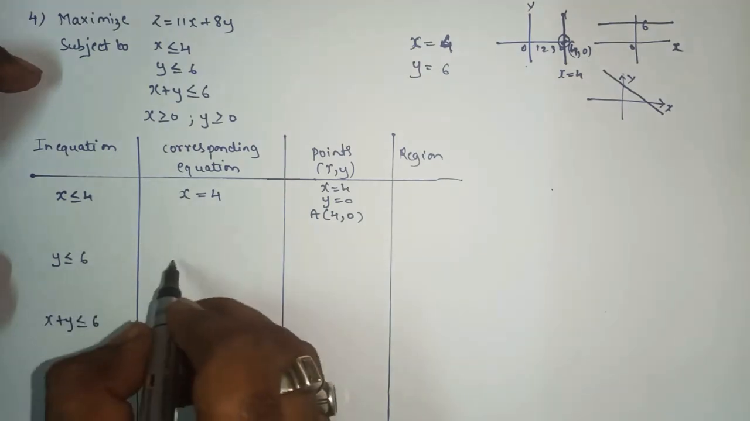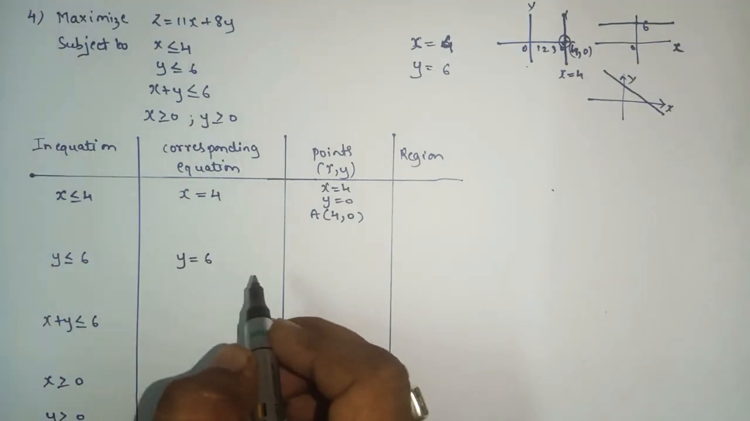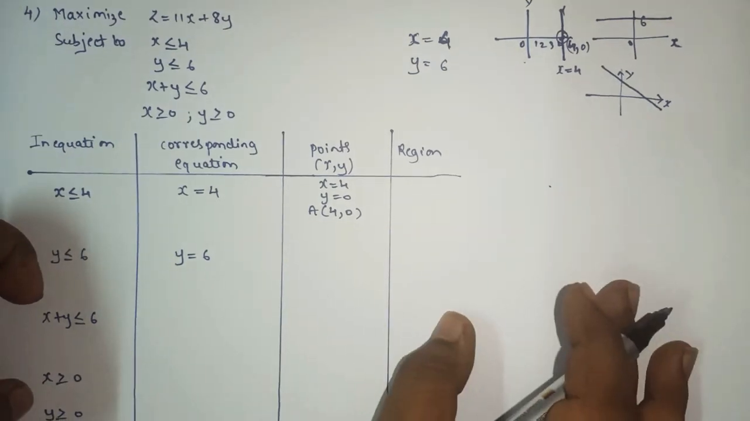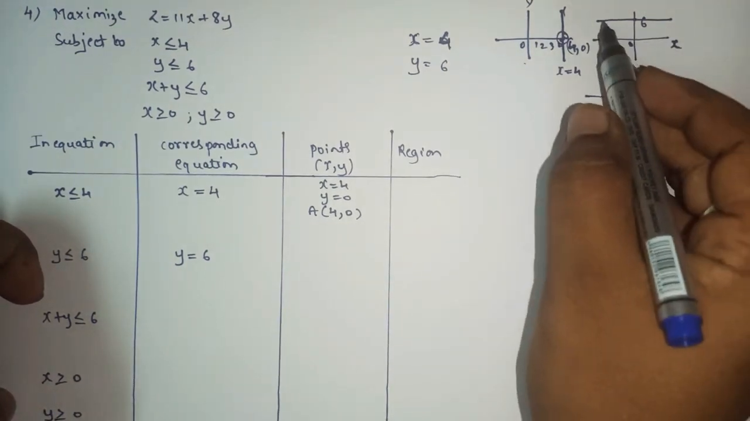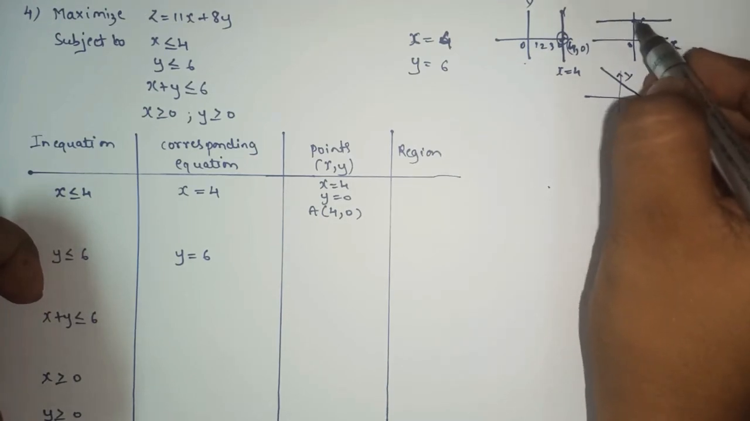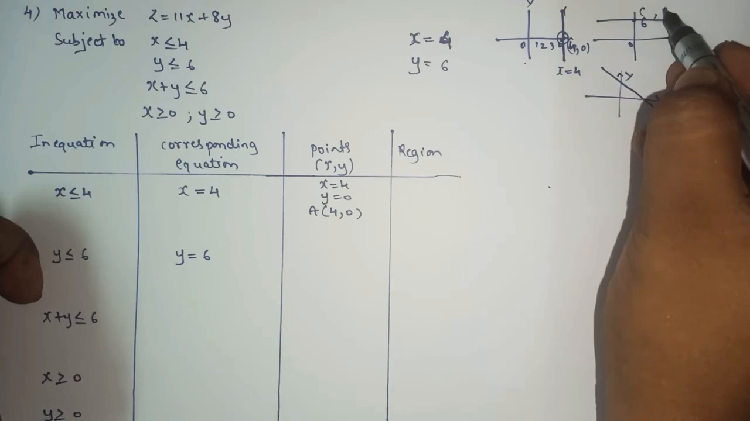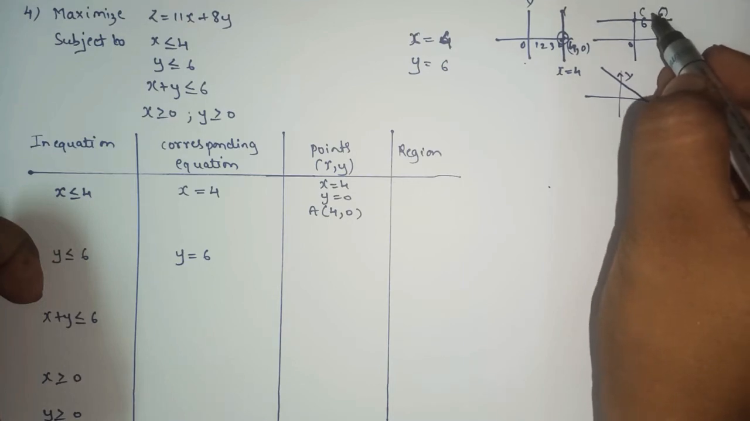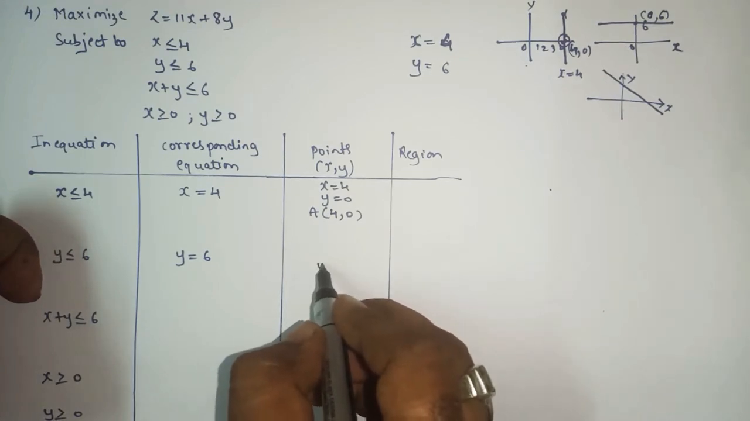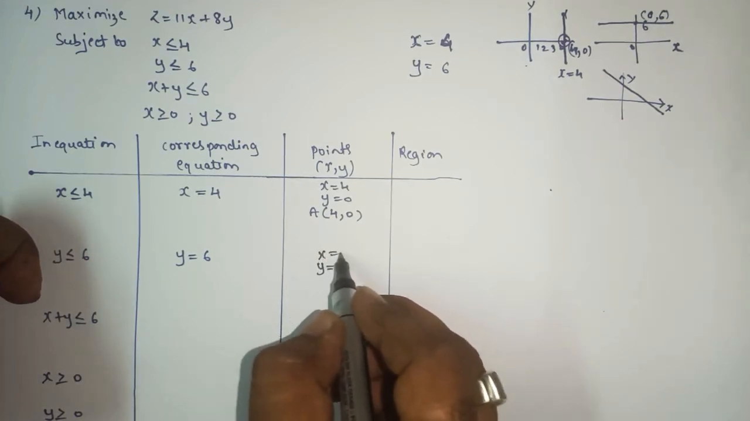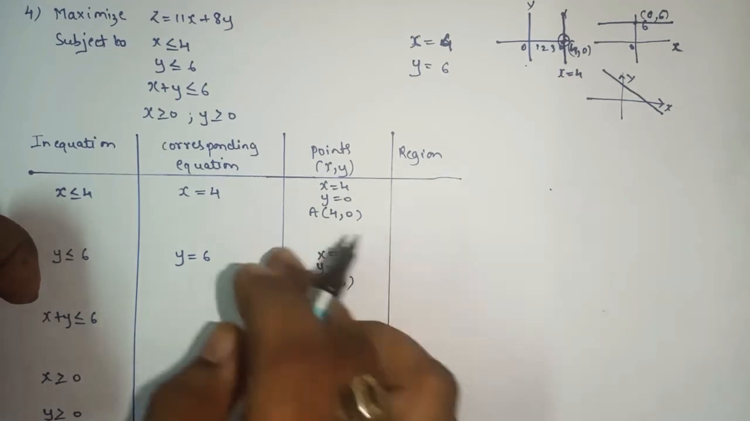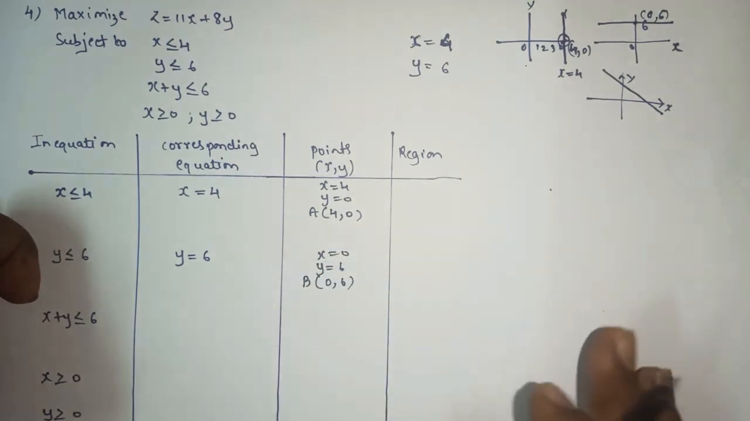Okay, for the second one, y equal to 6 will come. So y equal to 6 means what? It is a linear equation in one variable, as it will pass through y but it will be parallel to the x axis. So when it passes through y, y will be 6, but what will be the x coordinate? It will be 0. So when y is equal to 6, x will be 0. So here we got the second point, that is 0 comma 6. In this way you will find your answer.